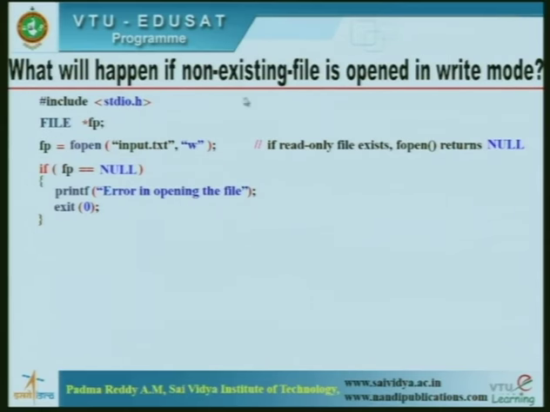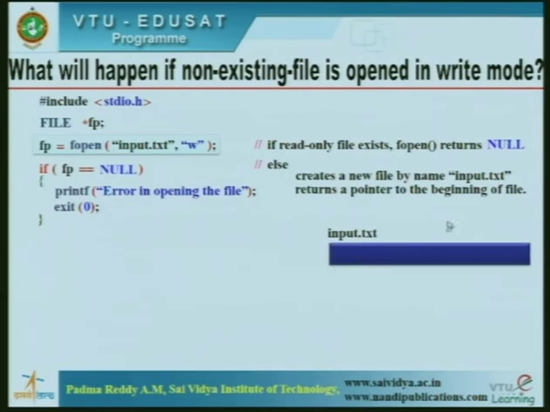Now let us see what will happen if a non-existing file is opened in write mode. Let me assume there is a file by name input.txt and the file is non-existing, it is not there. What will happen? It creates a new file named input.txt. If input.txt does not exist in the hard disk, that file will be created and returns a pointer to the beginning of the file. So fp points to the beginning of the new file. Is fp equal to null? No, it is not equal to null because fp points to something else here.